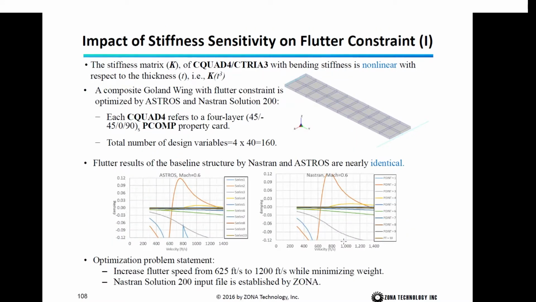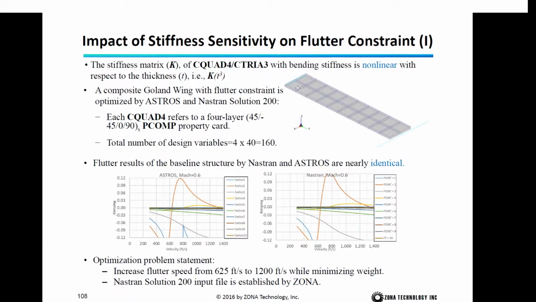So let's look at the impact of stiffness sensitivity on flutter constraints. The stiffness matrix of the CQUAD4 with the bending stiffness is nonlinear with respect to the thickness. Actually, it is a function of t cubed. A composite goal-length wing with a nonlinear constraint is optimized by ASTROS and Nastran Solution 200. This is the goal-length wing structure model.